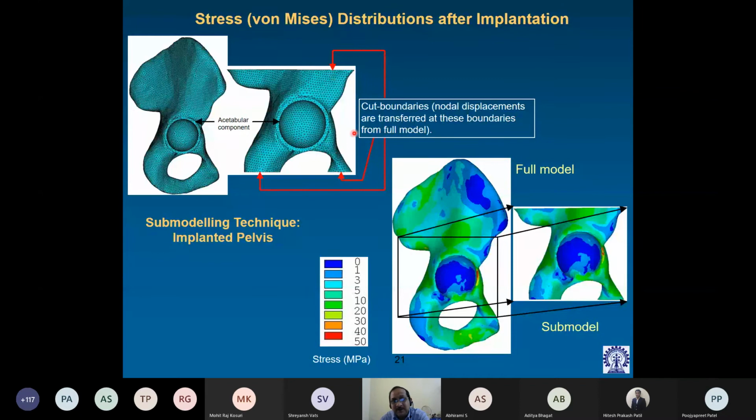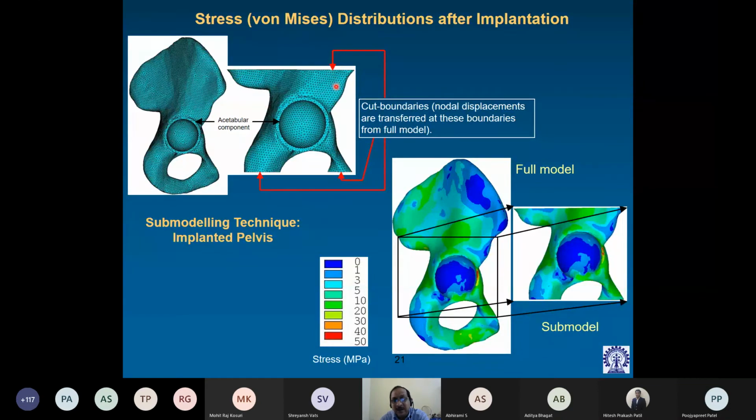We generate a submodel. You see, the submodel is a much finer model compared to the whole model, okay? Because we are interested more in the domain of inclusion of the prosthesis. So the maximum change of bone density will occur in the neighborhood of the inclusion of the prosthesis. As you go far away from the acetabulum, the change is assumed to be less.